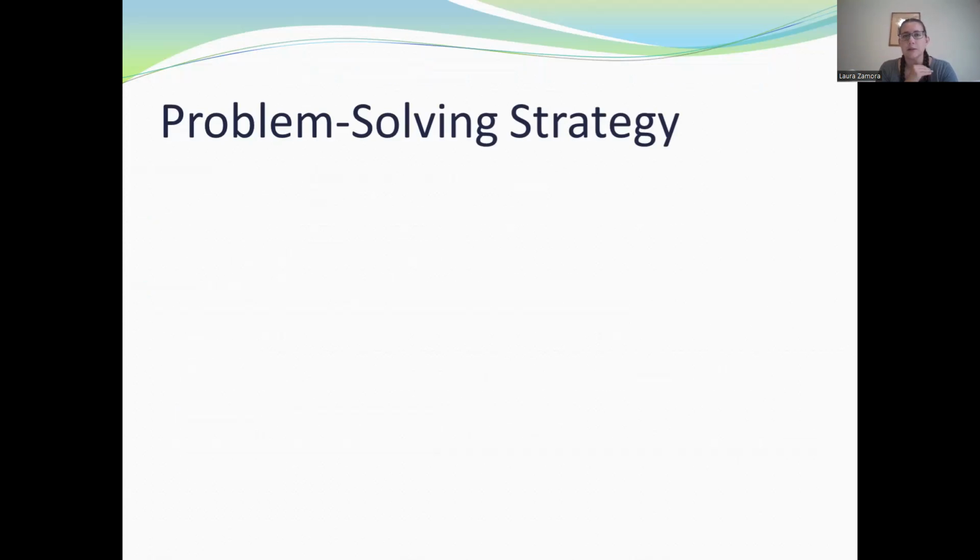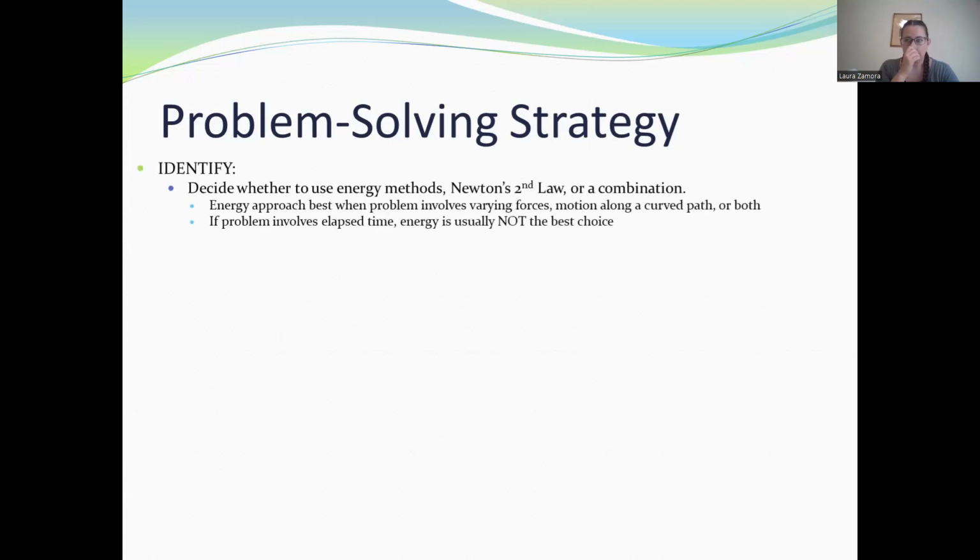So I'm going to revisit this problem solving strategy. It's the same one that we had talked about way in like week 1, the IC strategy. But it's been a while since we went through what that means. So let's just kind of apply that problem solving strategy to energy. So first we want to identify. So that's not just identifying what quantities and variables were given in the problem, but also identifying what method works the best to solve these problems in general.